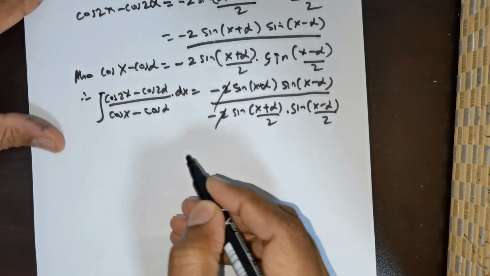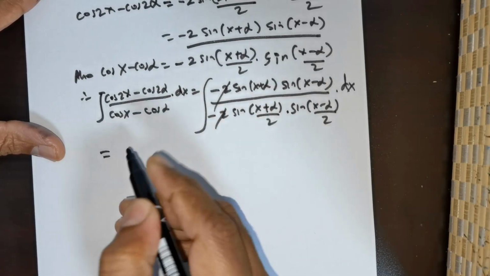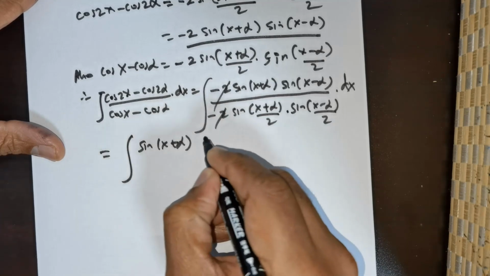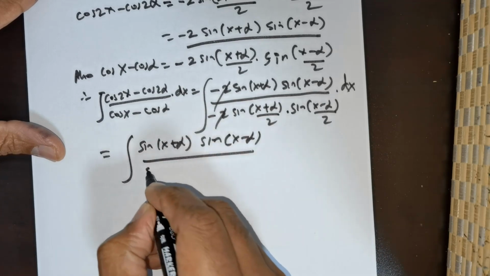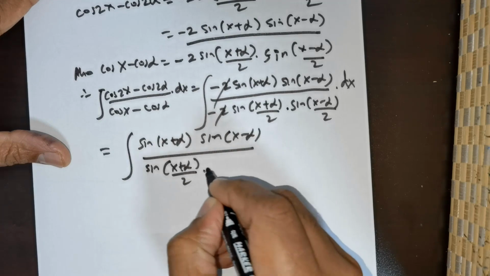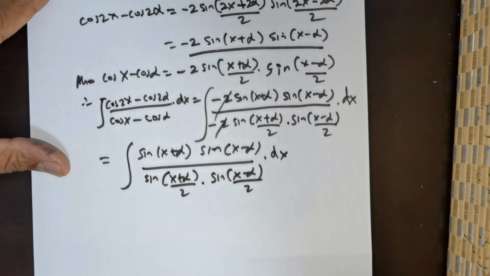Now minus 2 gets cancelled. Of course there is an integration sign times dx. I'm going to rewrite this as the integral of sine of (x plus alpha) times sine of (x minus alpha) divided by sine of (x plus alpha) divided by 2 times sine of (x minus alpha) divided by 2, times dx.